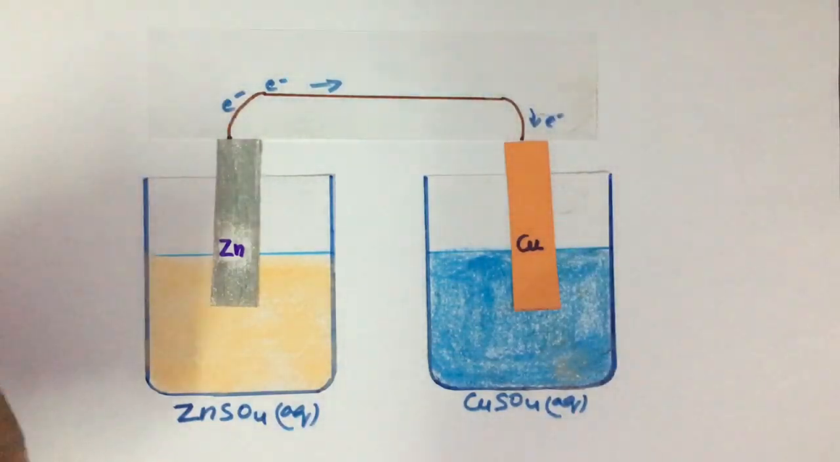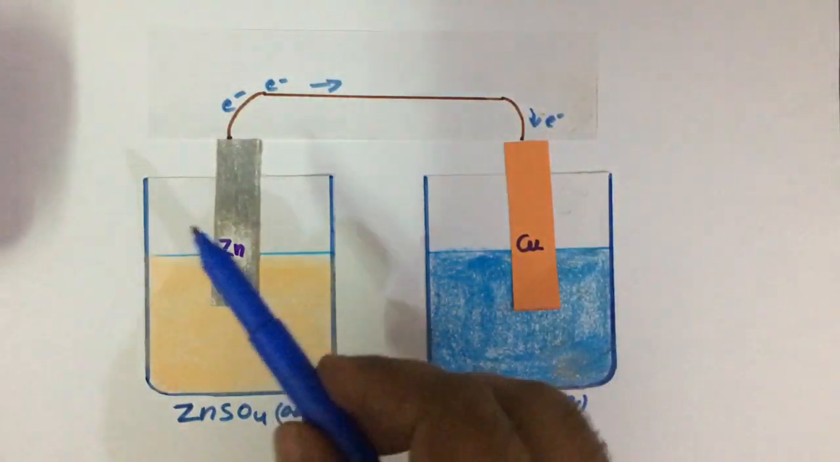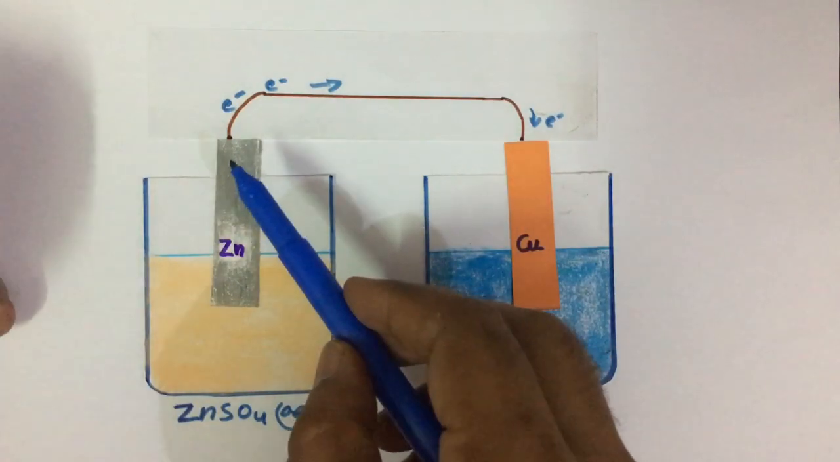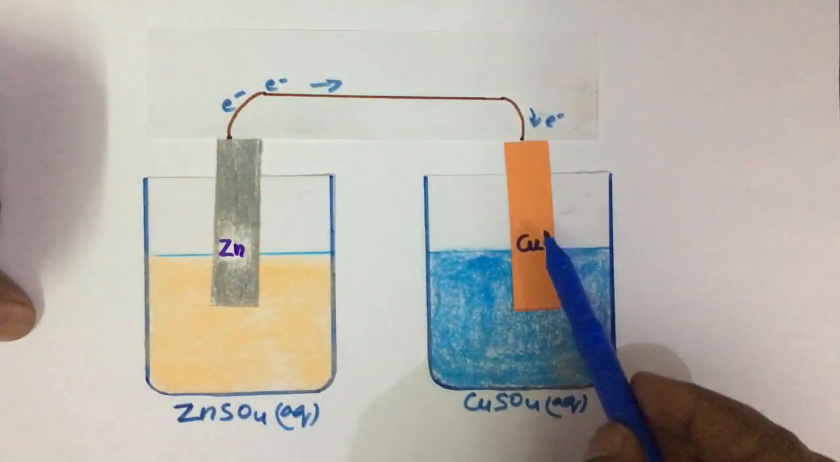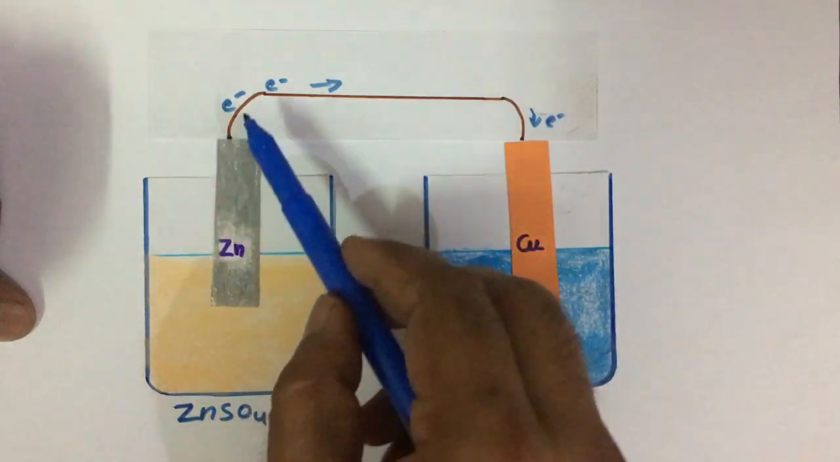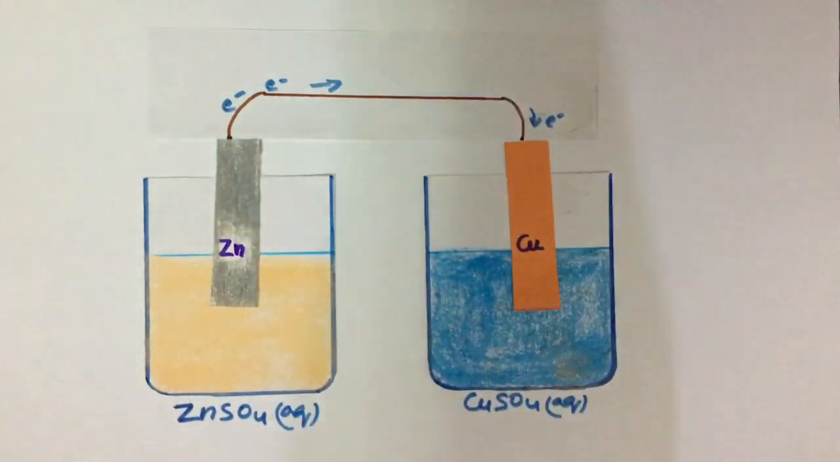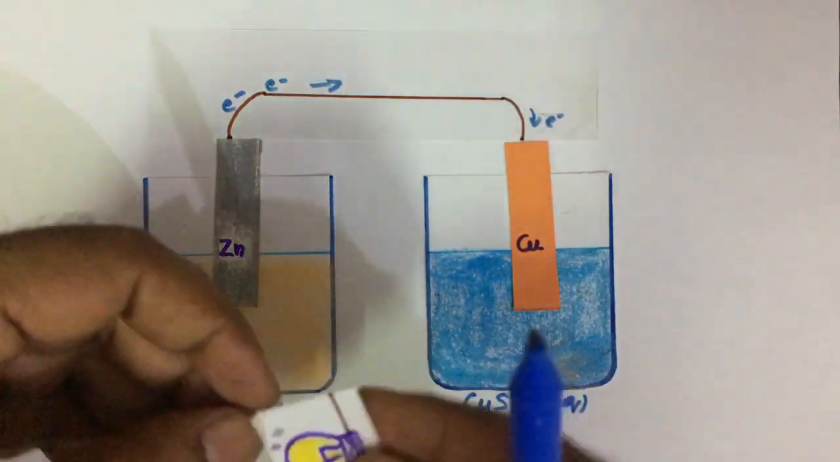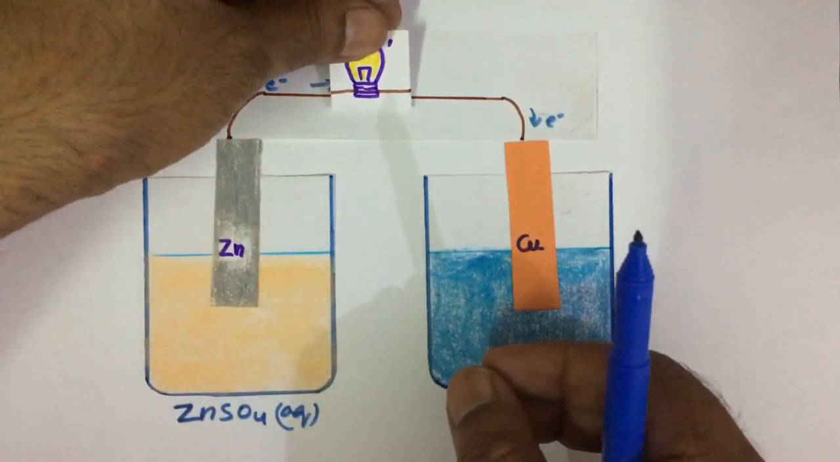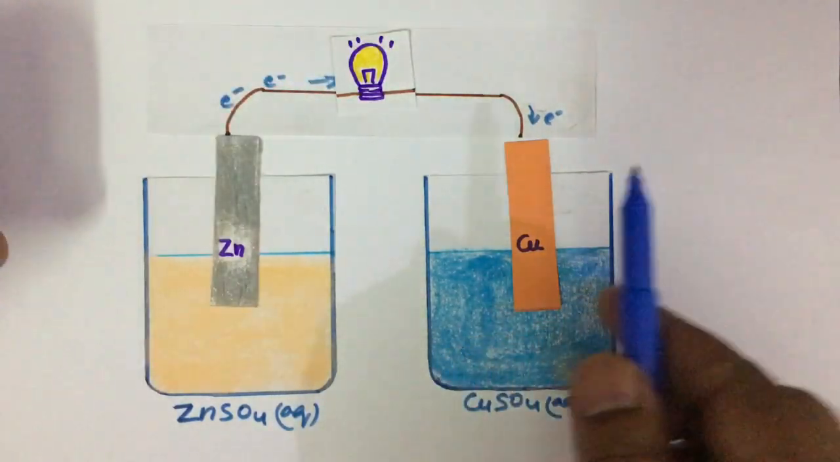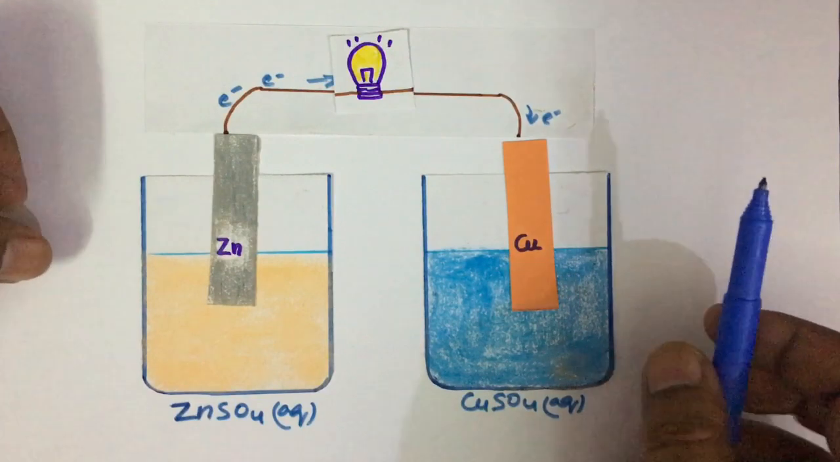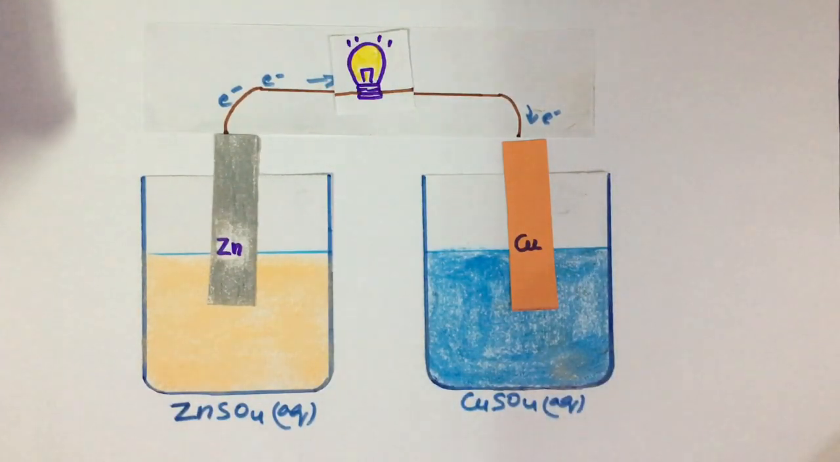Now when we connect with the electrical wire, electrons start moving from the zinc rod towards the copper rod, and when the electrons move they generate electricity. The electricity can be detected if we hook up a bulb with the wire. We see that the bulb glows. So this is a setup of the electrochemical cell.